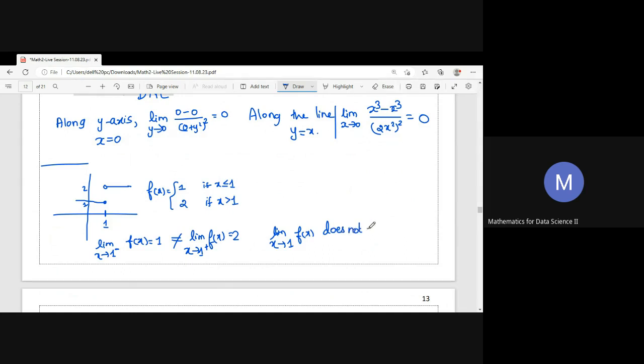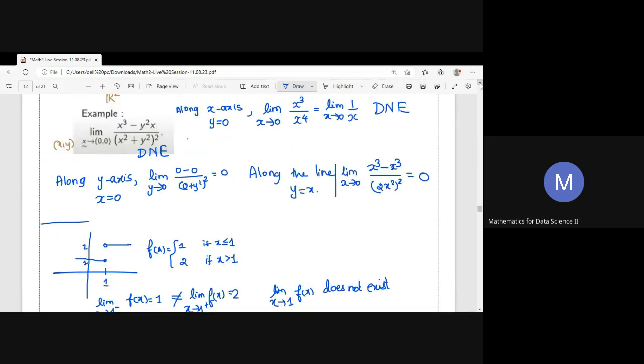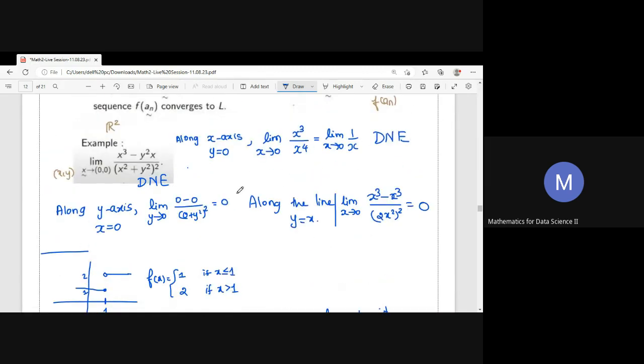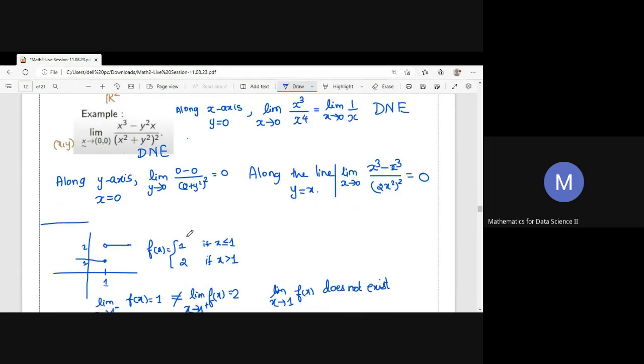Both the limits should be equal for the limit to exist, right? Yes. So you see that as x goes to 1, the limit of f of x does not exist. The same concept you can use here. Sometimes what happens is that all the limits will exist, but they are not equal.